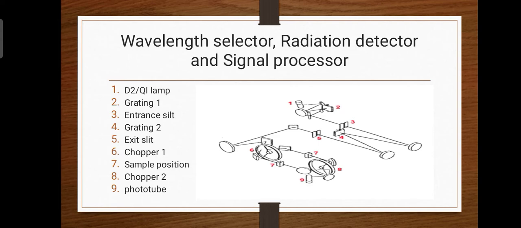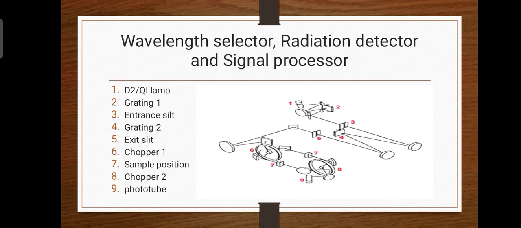Shown here in our diagram is the schematic of the Cary 1E. As we can see here, the number one part is called the D2 lamp. It is the radiation source. Grating one is the colored glass filter wheel that isolates a rough region of wavelengths around the desired wavelength.